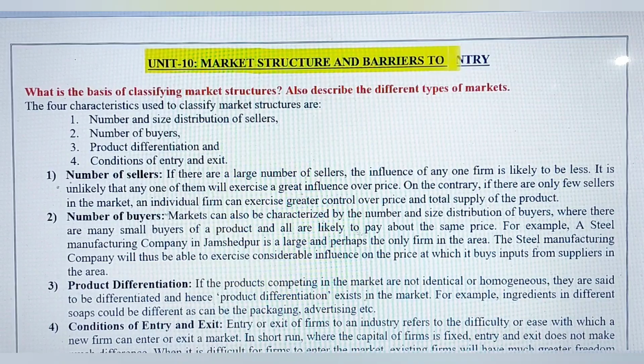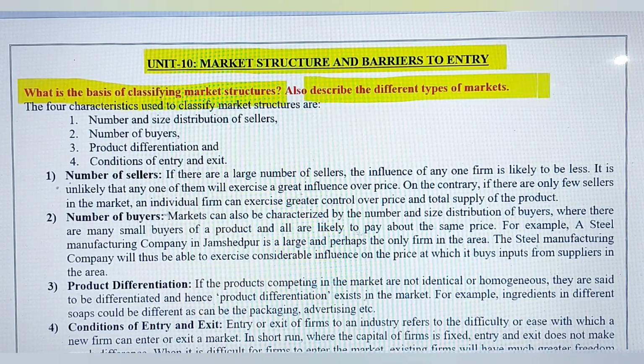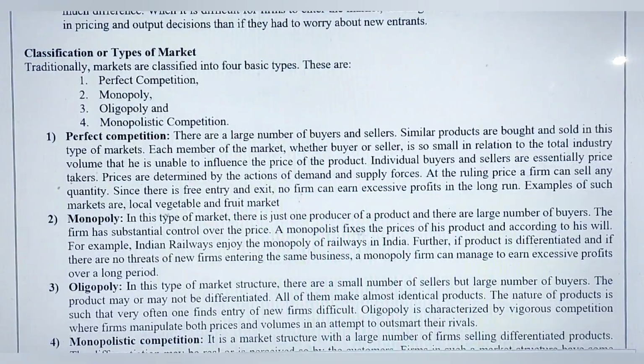Unit 10, market structure and barriers to entry. From here, let's see a few important questions. What is the basis of classifying market structures, and also describe the different types of market. So these are all the characteristics of how to classify the market. And this is the classification. These are the 4 types of market that are generally present in the world: perfect competition, monopoly, oligopoly, and monopolistic competition, all their characteristics.